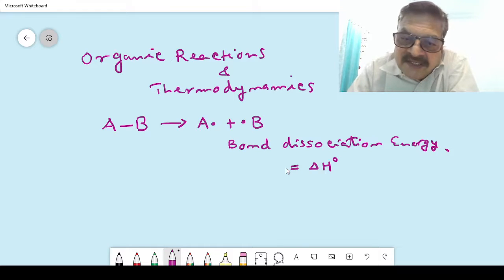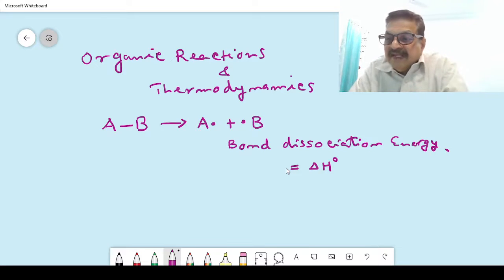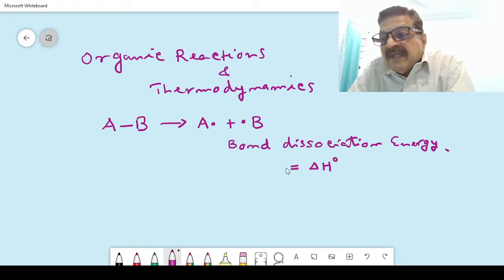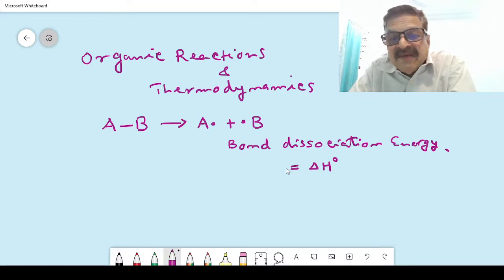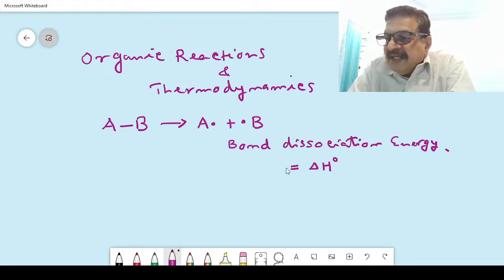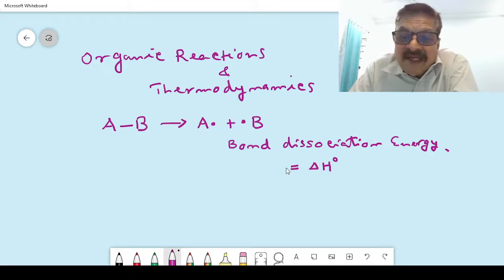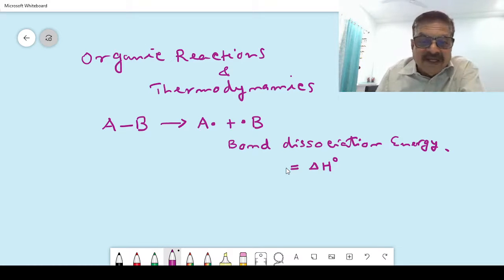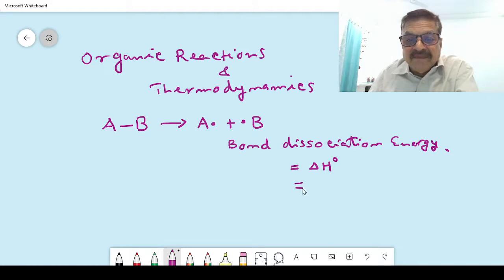Now delta H is the energy absorbed or released. In this particular case it is a bond dissociation energy, of the covalent bond AB. When this energy is applied, the bond will break into free radicals. Now delta H generally represents the energy absorbed or the energy released in any reaction. This is known as delta H, the enthalpy change.